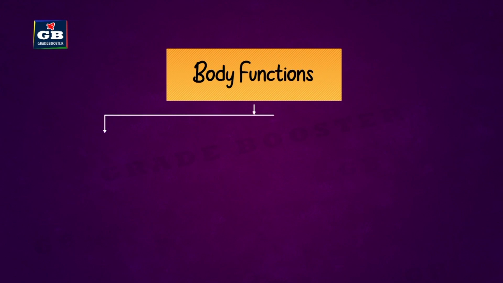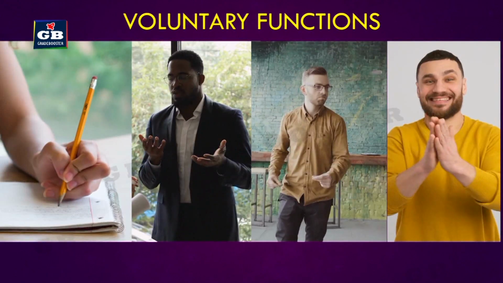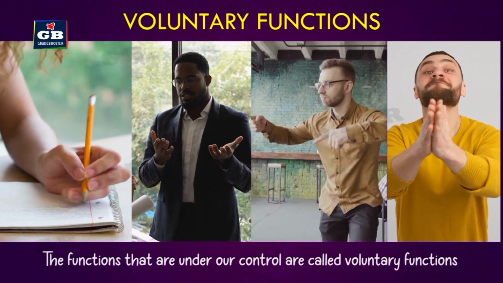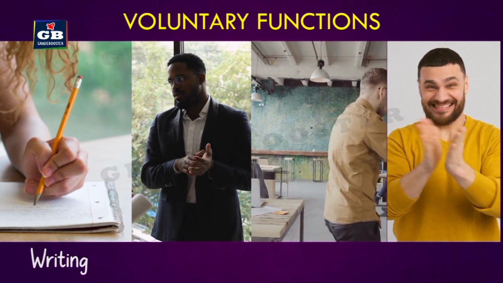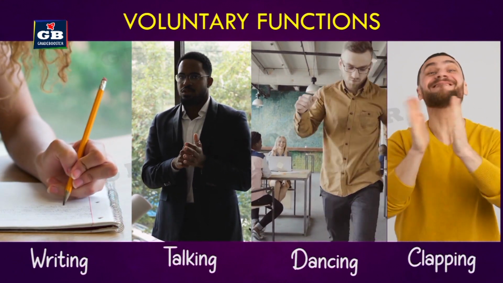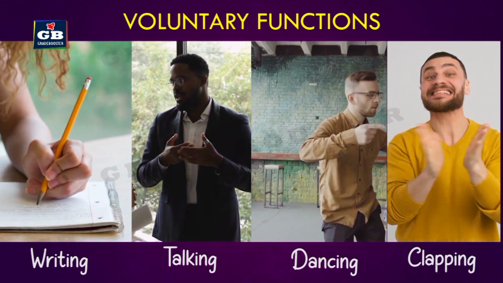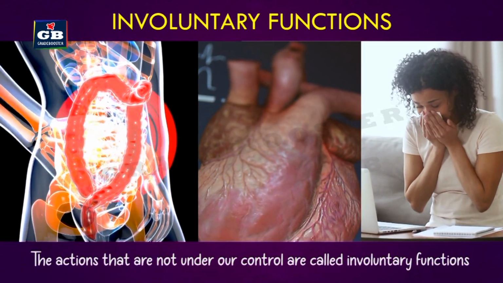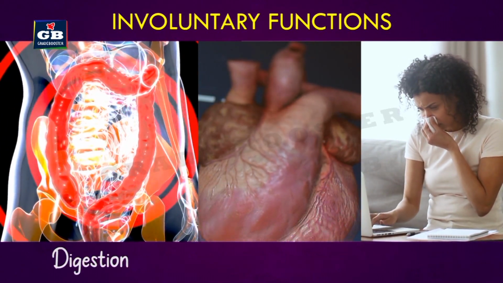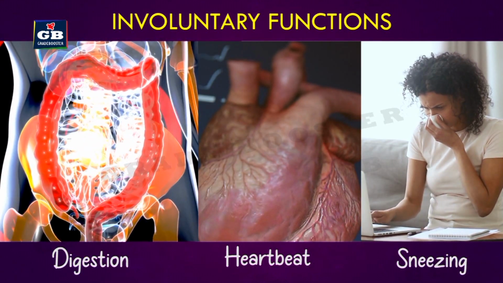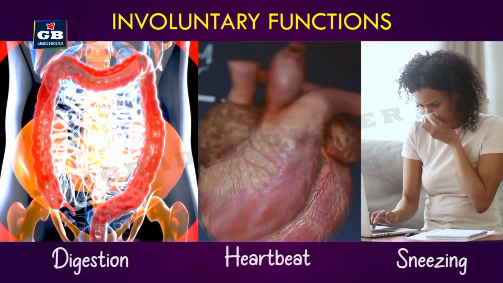Our body functions are of 2 types, voluntary and involuntary. The functions that are under our control are called voluntary functions. Writing, talking, dancing, clapping are examples of voluntary functions controlled by our brain. The actions that are not under our control are called involuntary actions. Digestion, heartbeat, and sneezing are some examples of involuntary actions controlled by the human brain.